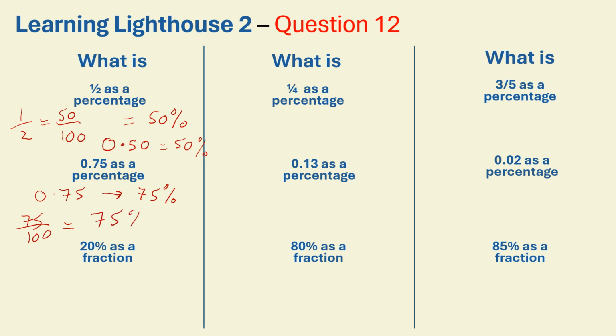Writing 20% as a fraction, well, write it as out of 100, and we're there immediately. You could cancel it down to 2 out of 10 by dividing top and bottom by 10, and then cancelling down further, dividing top and bottom by 2 to give a 1/5. So try the middle column. Press pause.